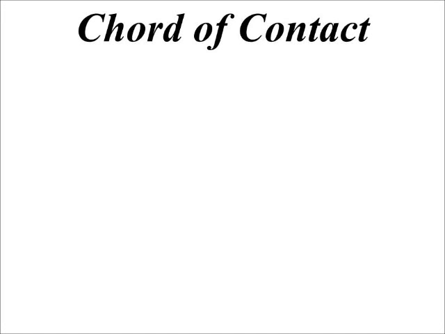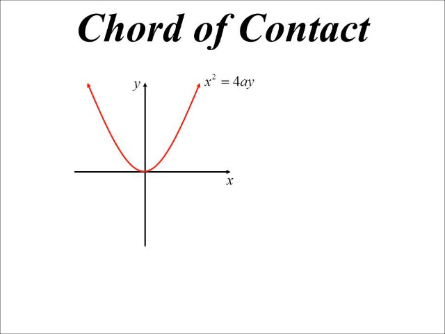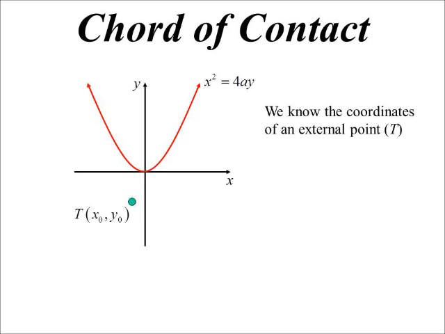Chord of contact. Well, first of all, let's define what a chord of contact is. So, once again, our standard parabola. Now, a chord of contact is, we have seen that when we draw from an external point, it's possible to draw in two tangents. And so we would know the coordinates of this point. I'd say some random coordinates, x0, y0.